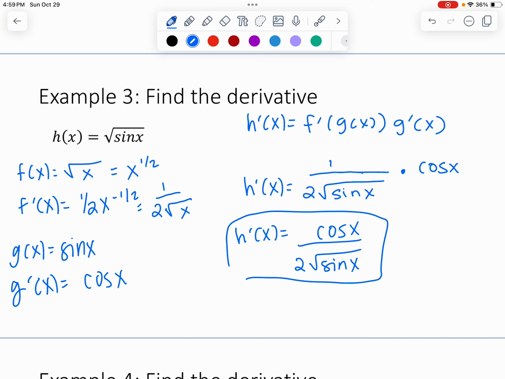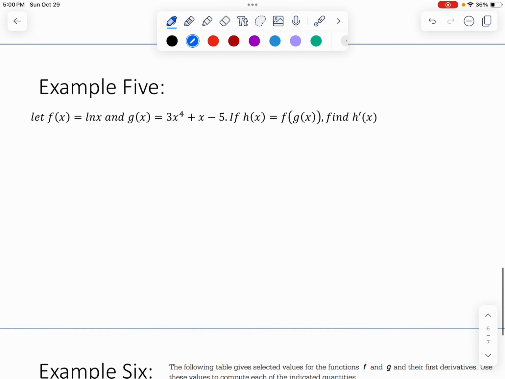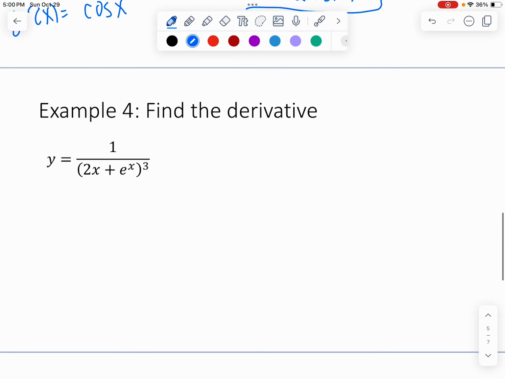Just like that, not too bad. Okay, let's see how many. We have a couple more examples. This one is weird because you might notice that you have a quotient and you have a composite function.